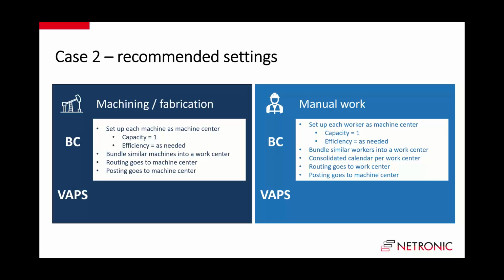In that case, where you just assign the work to the work cell, you just say this job should go to the welding and this job to assembly 1 and this to assembly 2, then the routing typically goes to the work center, whereas I recommend to do the posting still on the machine center. So you schedule it to the work center, you leave it there, and then from the schedule, you just manage the work center's capacity.